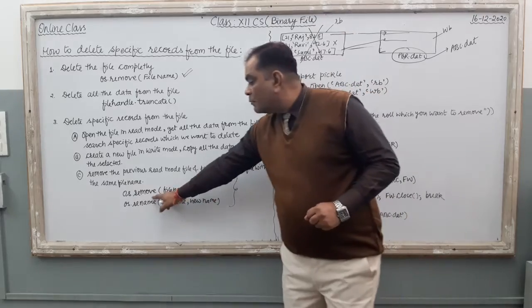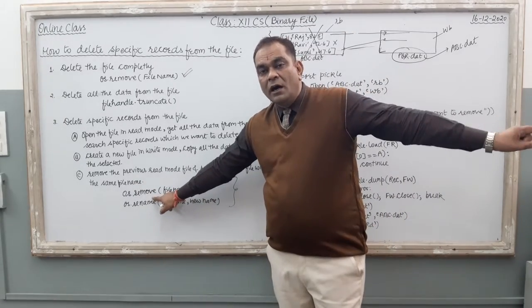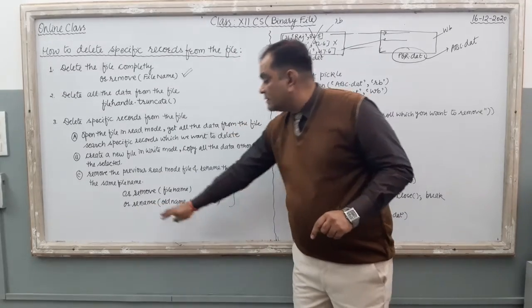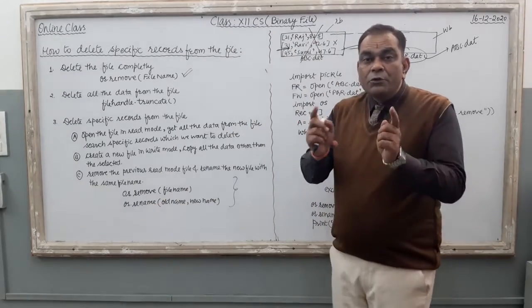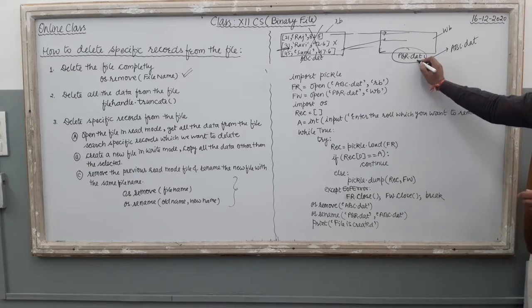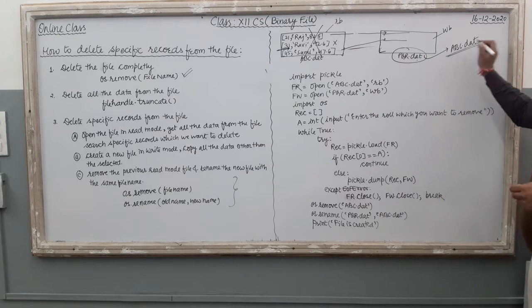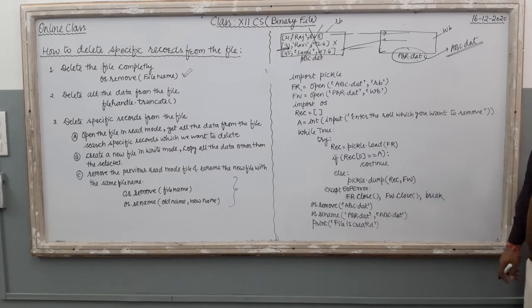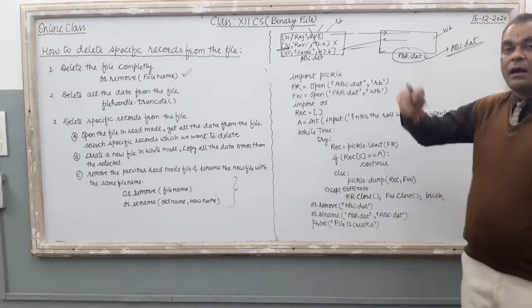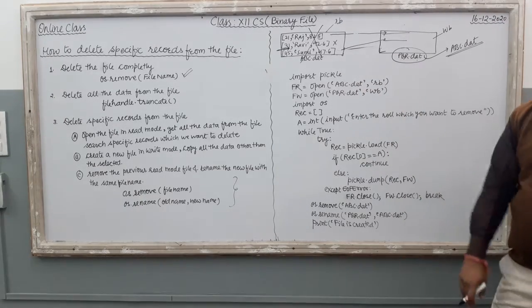The first one is remove. By this function, you can remove the file. The second function of the OS module is rename. By this function, you can change the name. You can change the name from pqr.dat to abc.dat. This is the deletion process. Now just see the program in regard to this one.